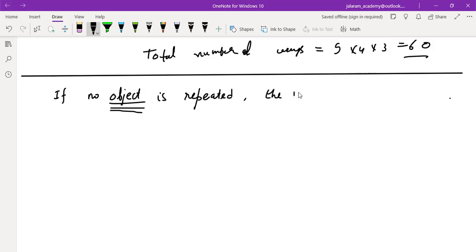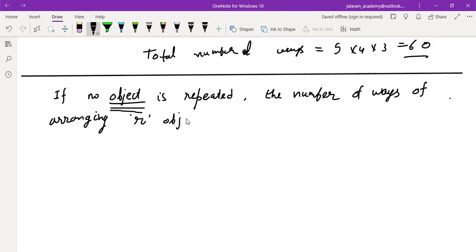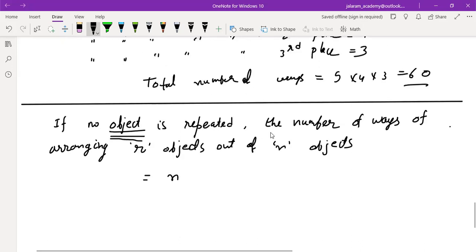The number of ways of arranging r objects out of how many objects? N objects. So look at this. First we will write n objects, like we have used 5.